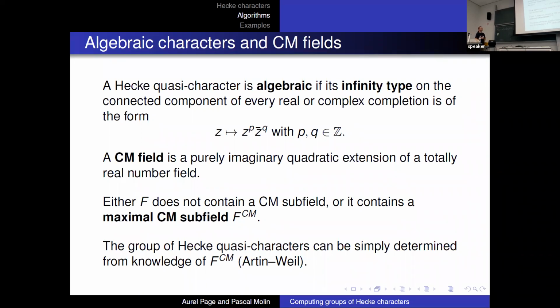And this is closely related to CM fields. A CM field is a purely imaginary quadratic extension of a totally real field. And it turns out that a number field F either doesn't contain a CM field at all, or it has a maximal one. And there's a theorem of Artin and Weil that tells you that basically, if you know the maximal CM subfield, then you know the group of algebraic quasi-characters. Okay, the word algebraic is missing from this sentence, sorry.